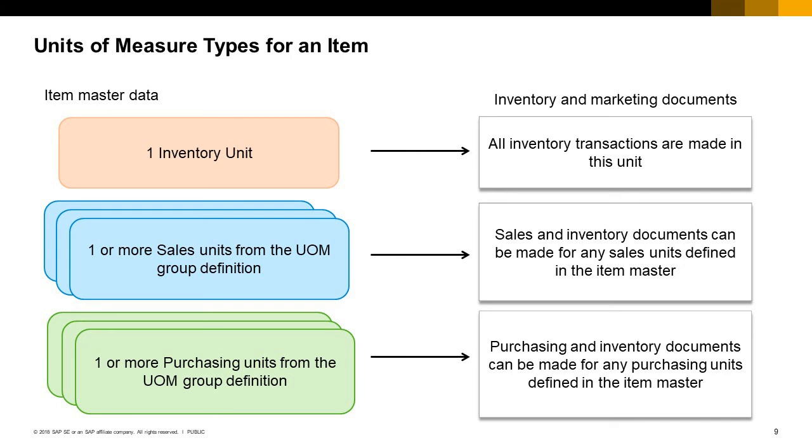The purchasing units of measure: one item can have many purchasing units of measure related to it. Each of these codes can be used in a purchasing or inventory document. All inventory tracking and reporting is done in the inventory unit of measure. Availability checking is done for the inventory unit of measure.